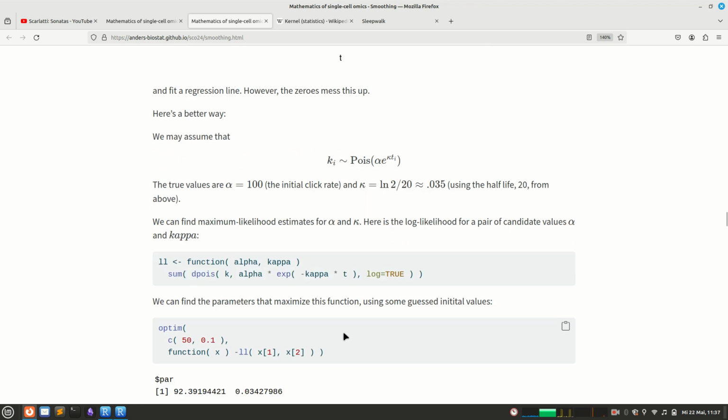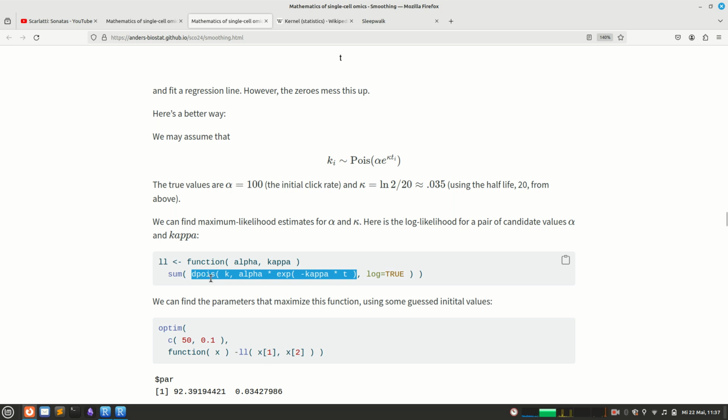Let's assume we don't know this. Then what we can now do is say, given two values for alpha and kappa, we can calculate the probability of observing the values that we got. So for each alpha and kappa, this here is the probability of observing the k values that we actually have in our data. dpois is in R the function which evaluates the probability mass function of the Poisson.